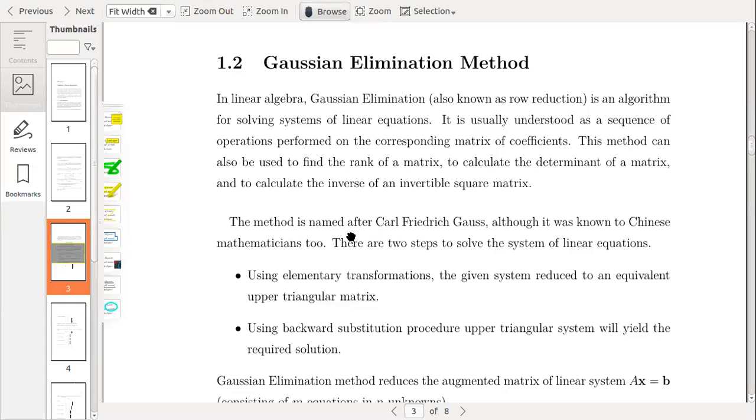The method is named after Carl Friedrich Gauss, although it was known to Chinese mathematicians too. It means that at the same time, some of the Chinese mathematicians invented a method similar to Gauss's, but it is famous by the name of Carl Friedrich Gauss. So there are two steps to solve the system of linear equations.